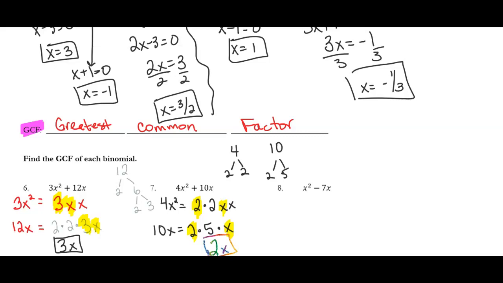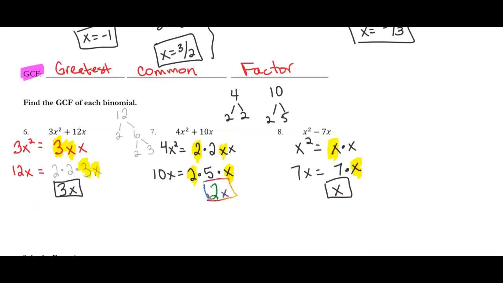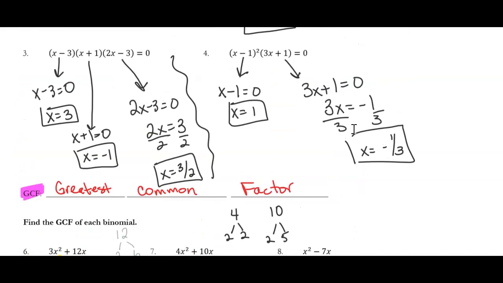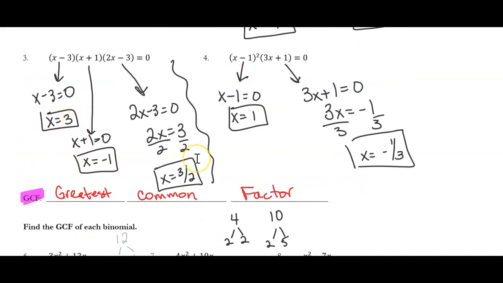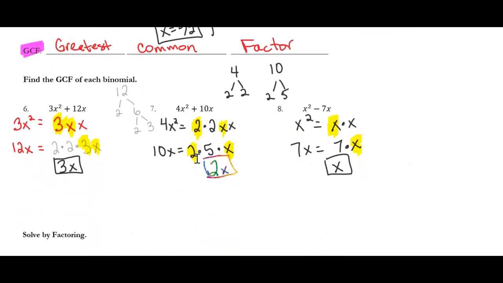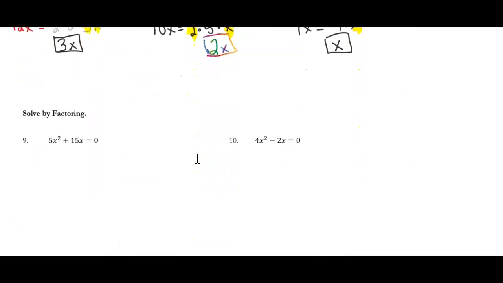All right, let's look at this last one. So x squared is just x times x, and then 7x is just 7 times x. And so we look at what both of them have, and the most they have in common is an x. And so the GCF of this is just x. So now what we're going to do is some of this process up here, see if we can find solutions once we take out a GCF.